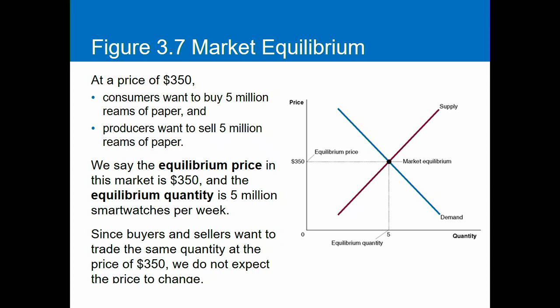Since buyers and sellers want to trade the same quantity at the price of $350, we don't expect the price to change here. Again, because firms are willing to supply as much as consumers are willing to purchase, there's no reason to move out of equilibrium at this point. Now, if something shifts either the supply or demand curve, then we'll move out of equilibrium, and the market will have to adjust and move back towards it. But right now, if the supply and demand curves don't change, we don't expect the price to change.